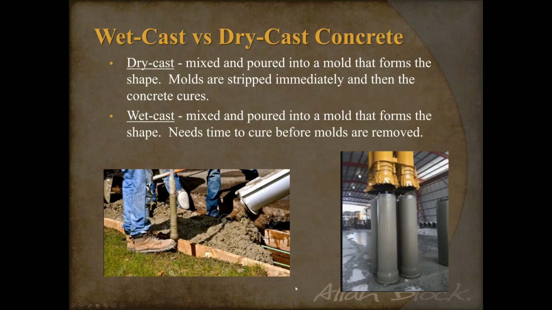Dry cast concrete is mixed and poured into a mold that forms the shape. The molds are stripped immediately, and then the concrete cures after the molds, as shown here on the right-hand side. On the wet cast side, we're obviously going to mix and pour it into molds as well, but the molds have to remain in place while the wet cast material is being cured.